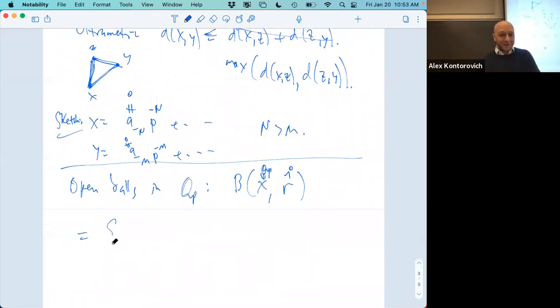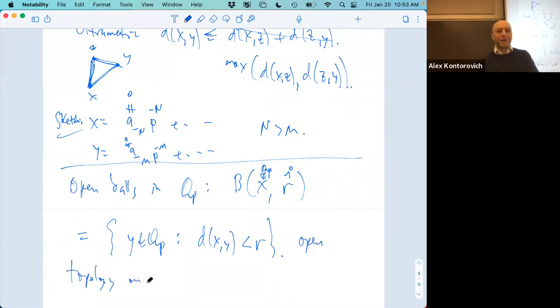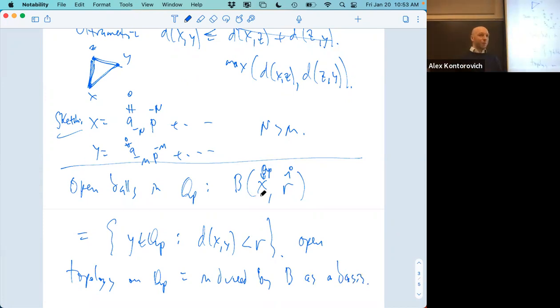What does this mean? It's just exactly what it's supposed to mean. It's a set of y in Q_p so that the distance from x to y is at most r. Right? If anything is going to be called open, these are the things we should call open. So these balls we will call open, and the topology on Q_p is induced by these balls as a basis. In other words, you declare any such ball to be open, arbitrary unions, what's the topology? Arbitrary unions of open sets are supposed to be open, finite intersections of these things are supposed to be open.